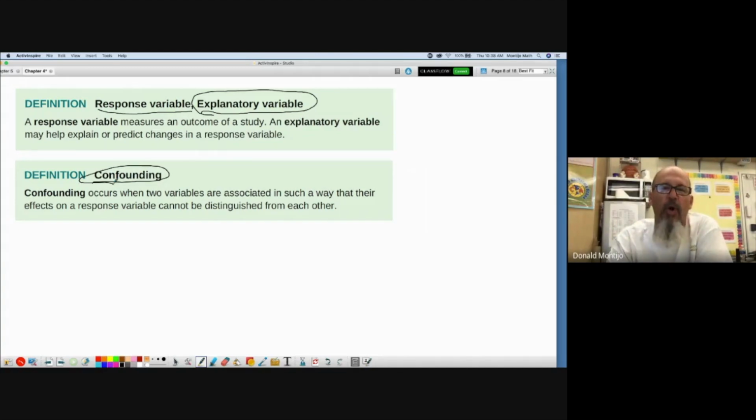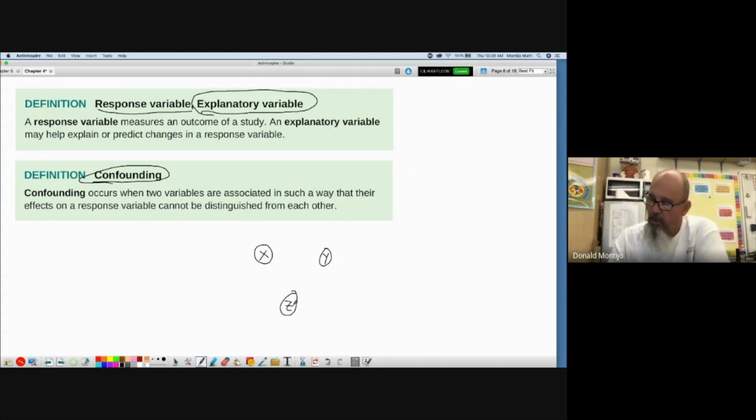Oftentimes there's more than one reason for a change in individuals. When we're looking at a cause and effect relationship, the explanatory variable is causing changes in the response variable. Oftentimes there are extra or other variables that are also causing changes, which we would call confounding variables. When we have 2 variables that are confounded, we don't know what's happening. Remember, the explanatory variable X and the response variable Y. We'll call this other variable Z.